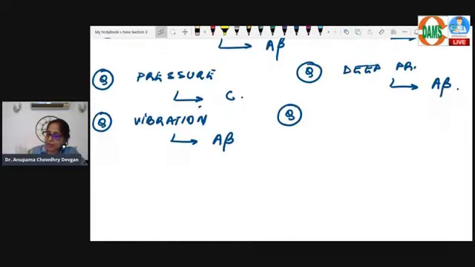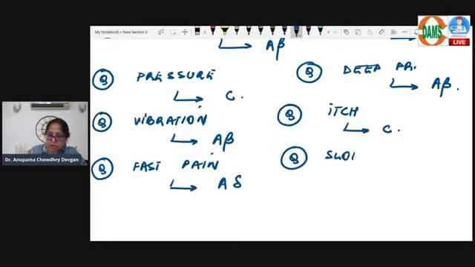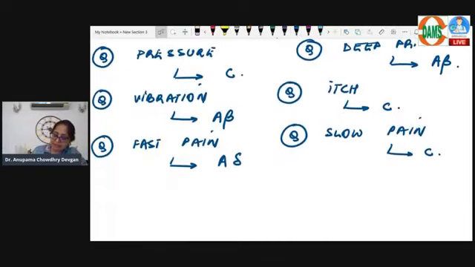Which is the fiber for itch? Itch is type C. Which is the nerve fiber for fast pain? For fast pain it is A delta. Which is the nerve fiber for slow pain? For slow pain it is C.